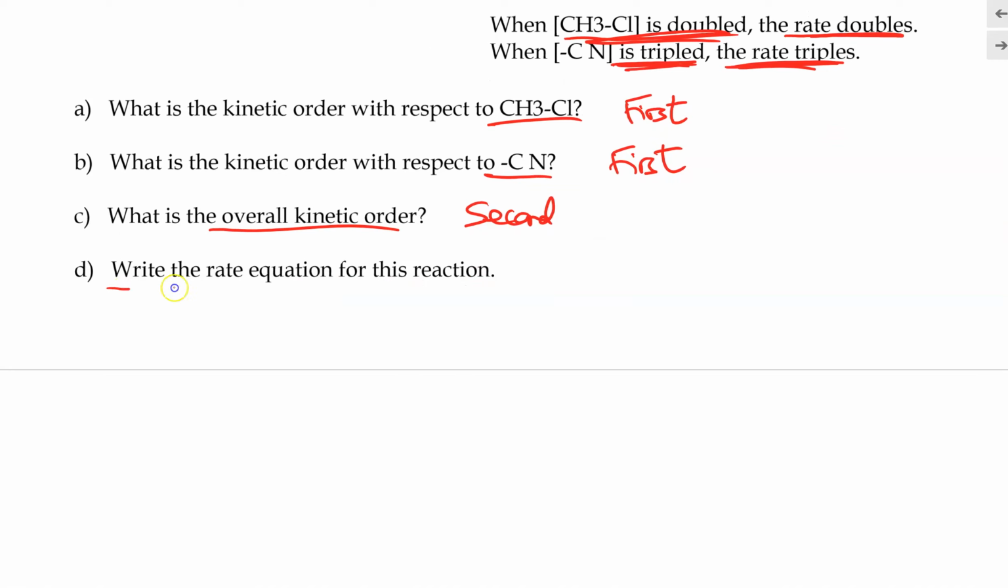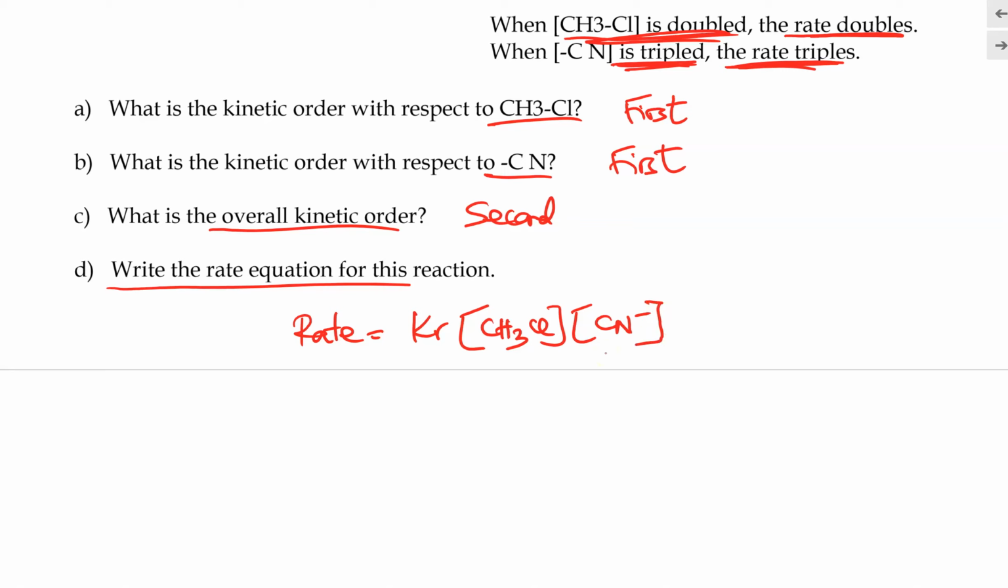And lastly, how would we write the rate equation for this reaction? The rate would equal kr, whatever kr would be, times the concentration of both the chloromethane and the concentration of the cyanide, because both of these have an effect on the rate of the reaction. So that's how we would write the rate equation for this reaction.